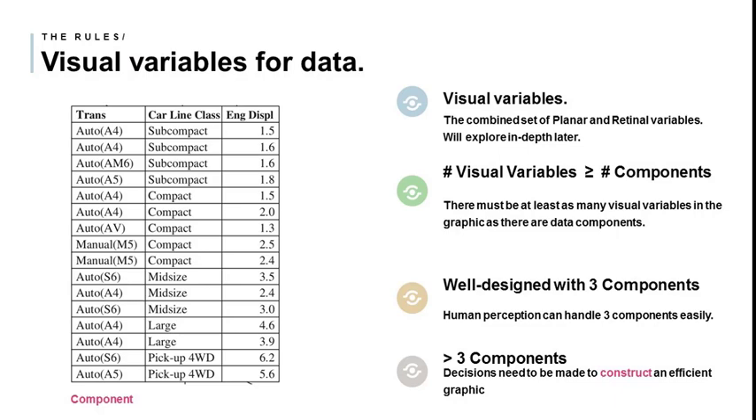Bertin argued that our graphics, in order to communicate, required the visual variables to be at least equal to the number of components that we are trying to represent. Otherwise, we don't have a large enough system to represent the maximum set of information. In addition, he claimed that human perception was well equipped to handle 3 components, but anything more than 3 components is not easily perceived by our visual system. We really need to carefully construct efficient graphics so that we can still communicate meaning with large numbers of components.